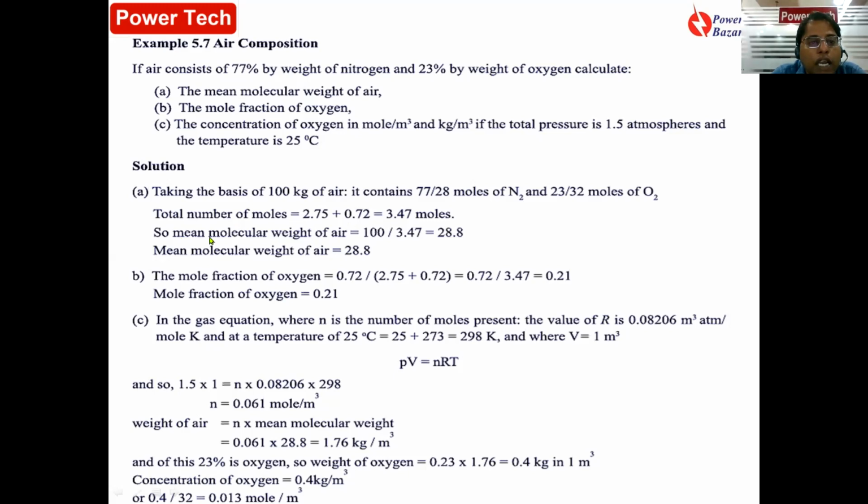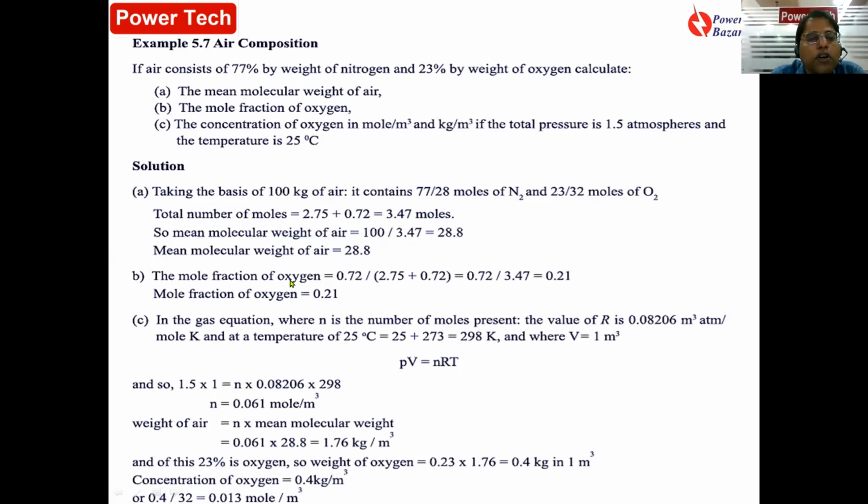So what will be the mean molecular weight of air? Moles is 3.47, present in 100 kg of air. So the mean molecular weight of air will be 100 by 3.47. This becomes 28.8 kg. This is the mean molecular weight. This is the first question.